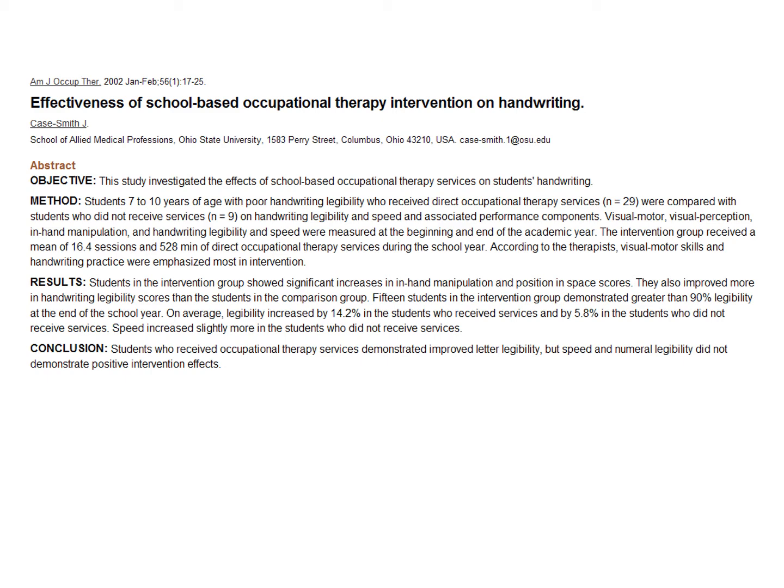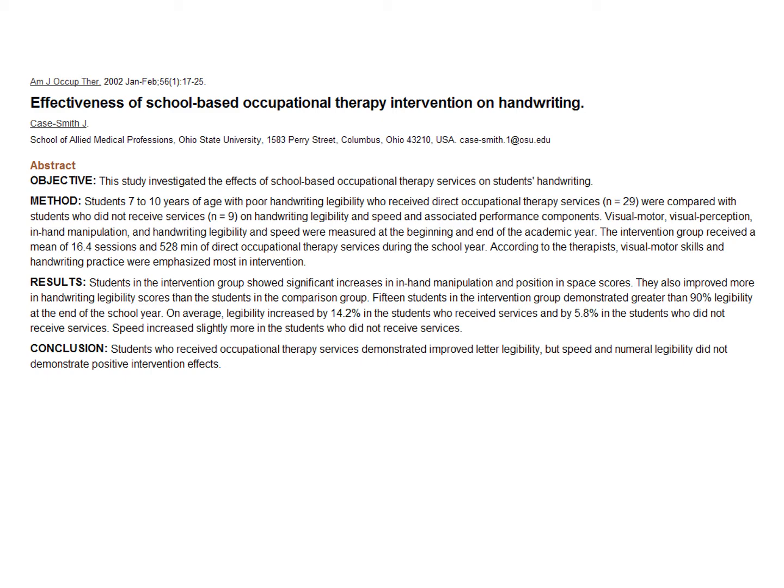An example of a non-equivalent control group design is the study that you see in front of you by Case and Smith, where they were evaluating the effects of a school-based occupational therapy program on student handwriting in terms of legibility and speed. And so in terms of dependent variables, again, they looked at handwriting legibility and speed prior to and following intervention.